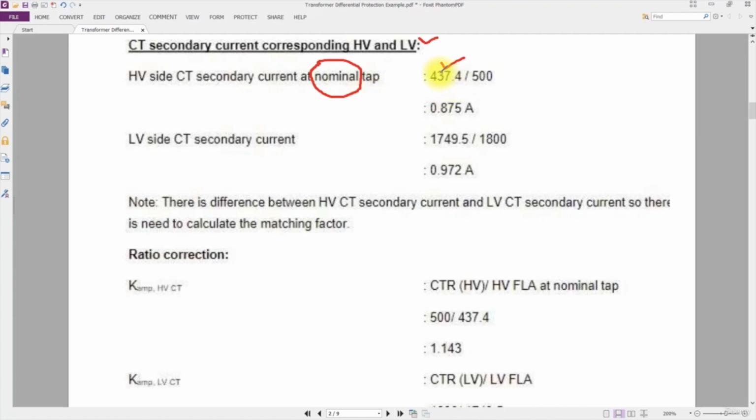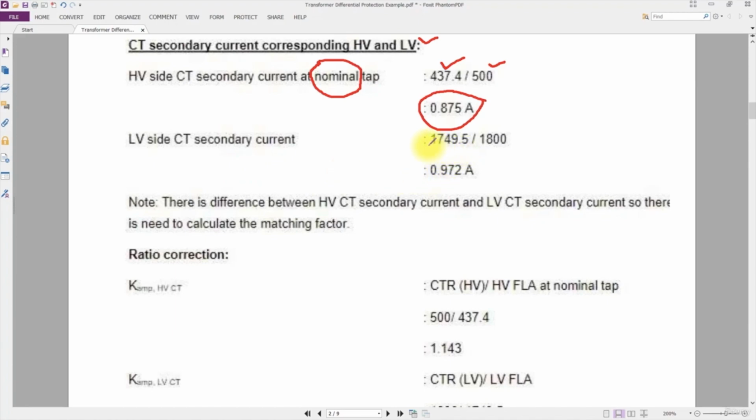What we are doing here is dividing the full load amperes by the CT ratio, 500. So we get the secondary side HV current as 0.875 amps. It means that at the rated current at the nominal tap, the CT secondary side current will be equal to 0.875 amps, and in the same way the LV side CT secondary current can be calculated.